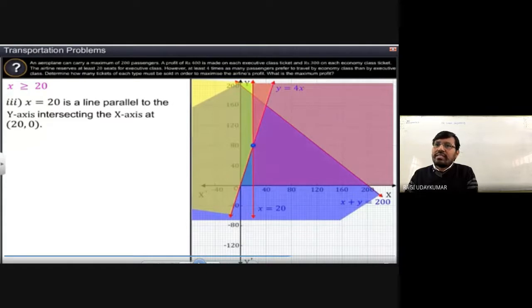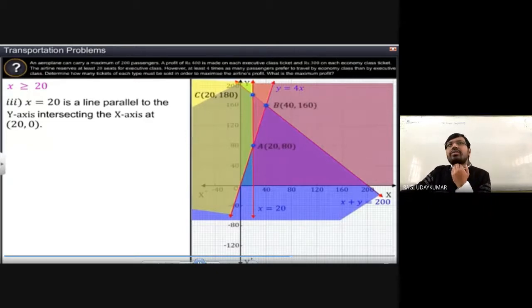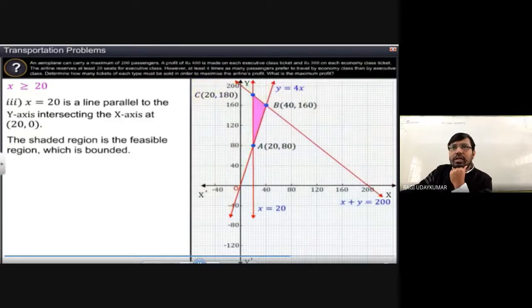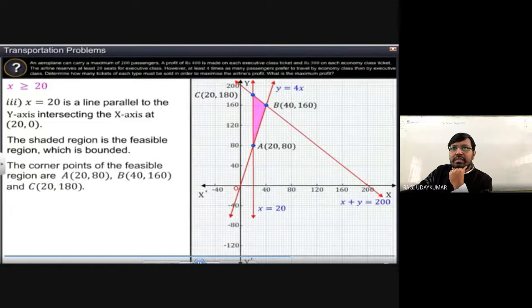If it satisfies which point you are substituting, that direction you need to shade. That you already learned in 11th class. So x is equal to 20 lines. So the common region, the feasible region, you are going to get a triangular part A, B, C with A (20, 80), B (40, 160) and C (20, 180), like this.